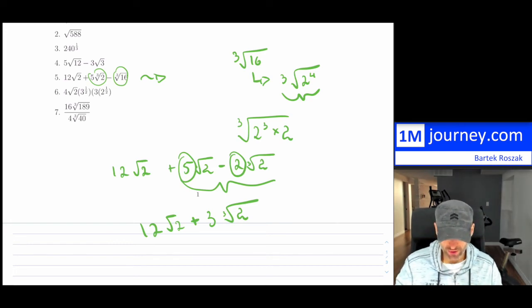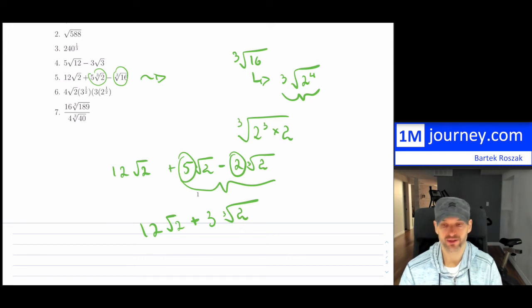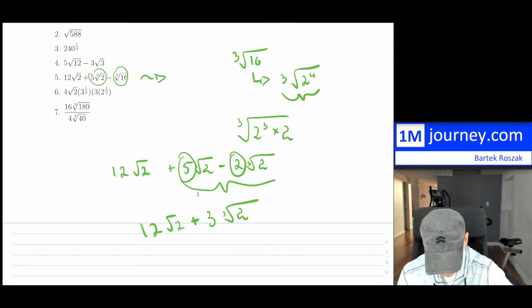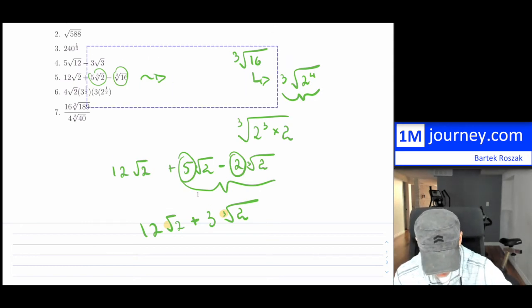Now, can I reduce this any further? The way that it is written, it's pretty much all that you can do. You cannot say 12 plus 3, because these are two different things. This is square root and this is cubed root. So that's as far as we can take that one. Okay, great.